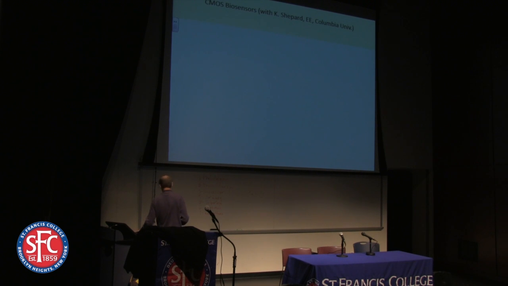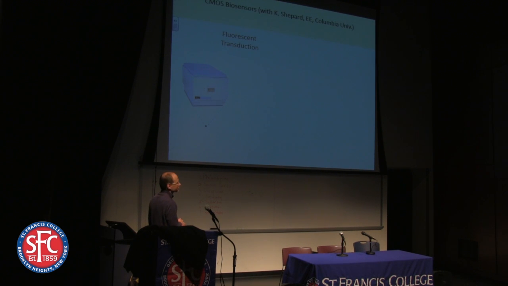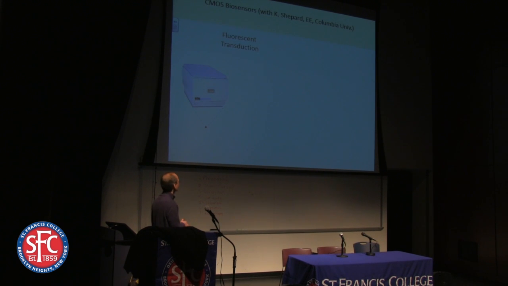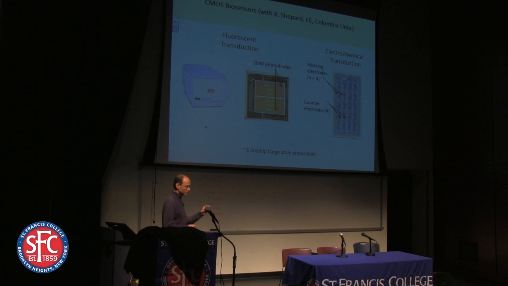His group is a circuits group, so they're very, very good at designing circuits to do almost anything that you'd like. And there were sort of two technologies that we were developing with Ken. One was aimed at fluorescent transduction. The idea was to take, instead of a macroscopic fluorescence scanner type device, shrink all of that functionality into a small chip. And here's a picture of the chip that was fabricated. This one had just over 2,000 light sensors, photodiodes, on the chip.